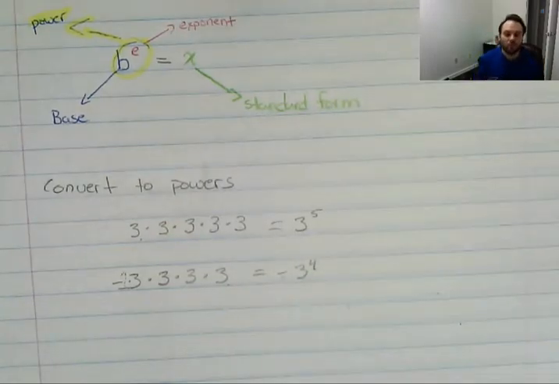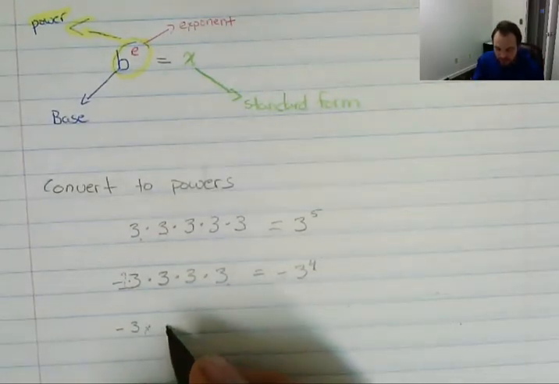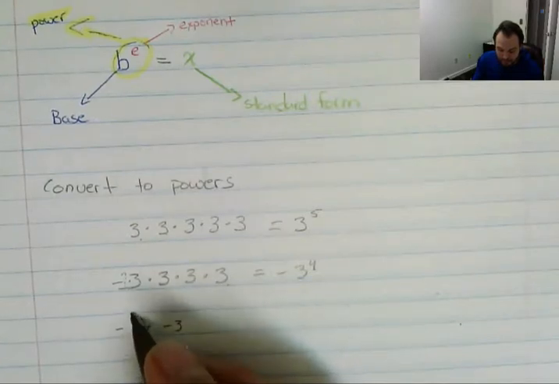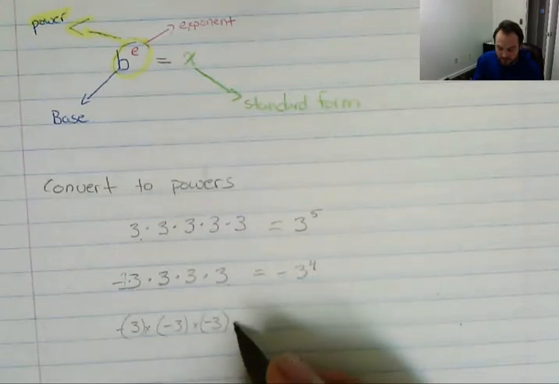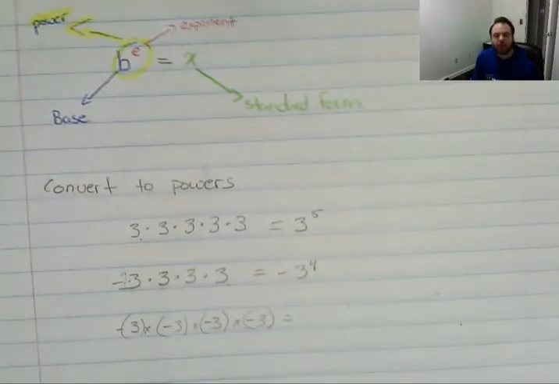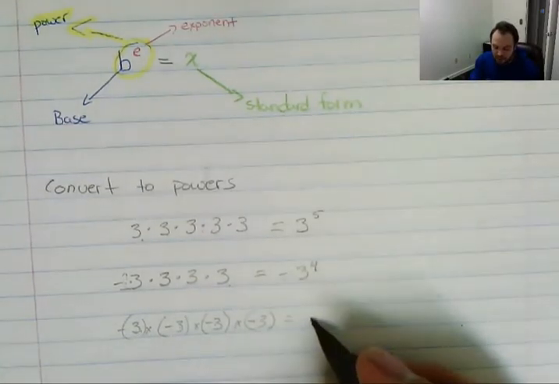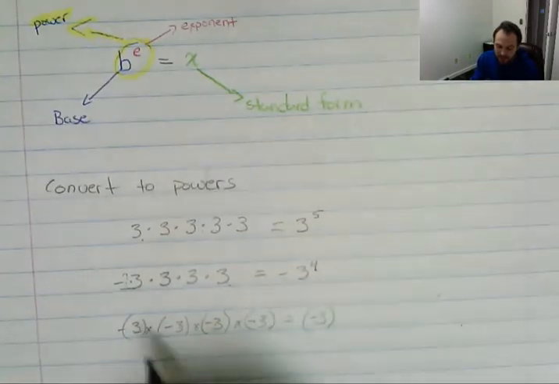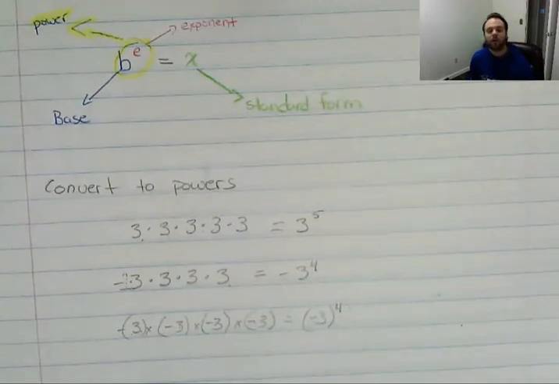Now I'm going to give you one more. So let's try this one here. If I have negative 3 multiplied by negative 3 multiplied by negative 3 multiplied by negative 3. So now, what is this one here? I look at this, I have 1, 2, 3, 4 3's. Now this one here is going to be negative 3, and every time it is negative 3 being multiplied together, so it's going to be negative 3 to the power of 4, because we're using negative 3 every time.